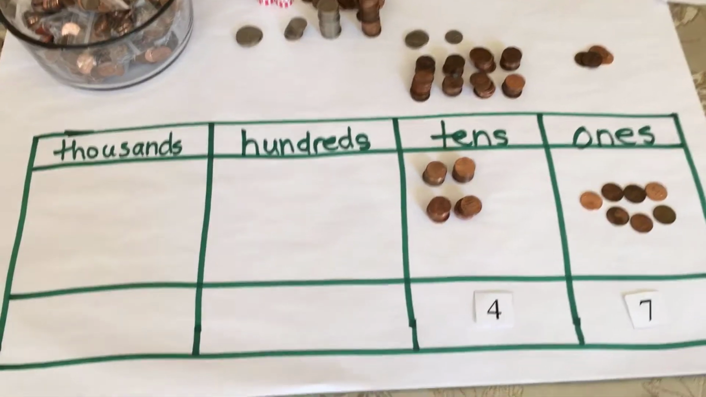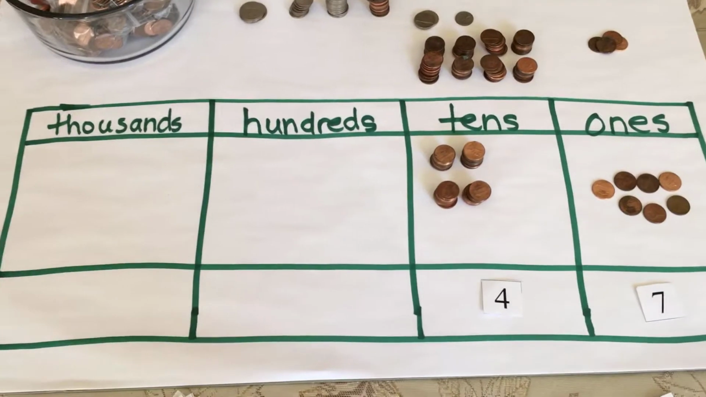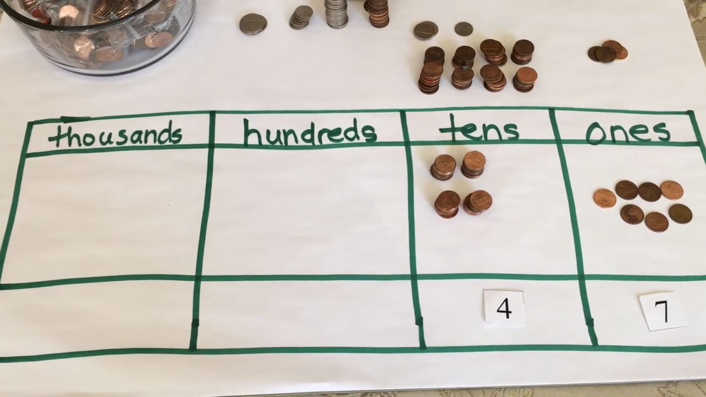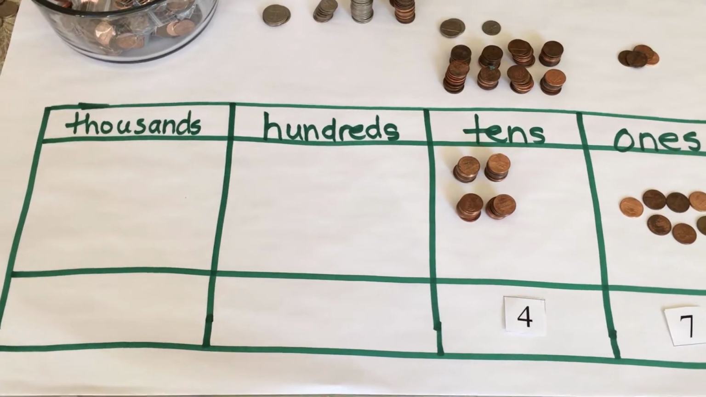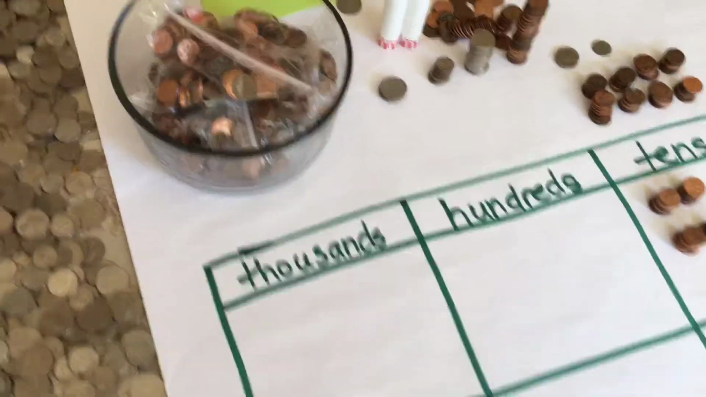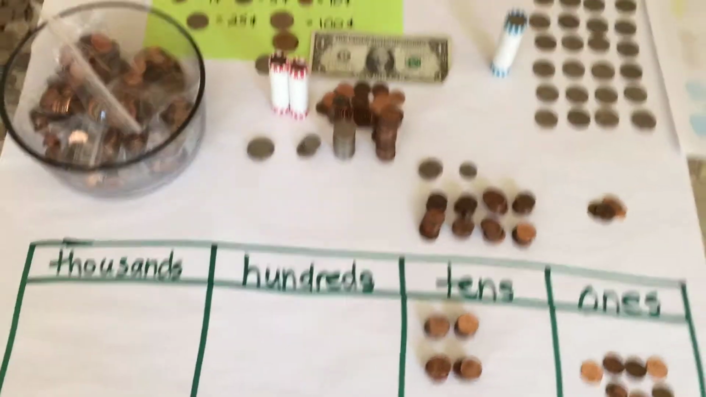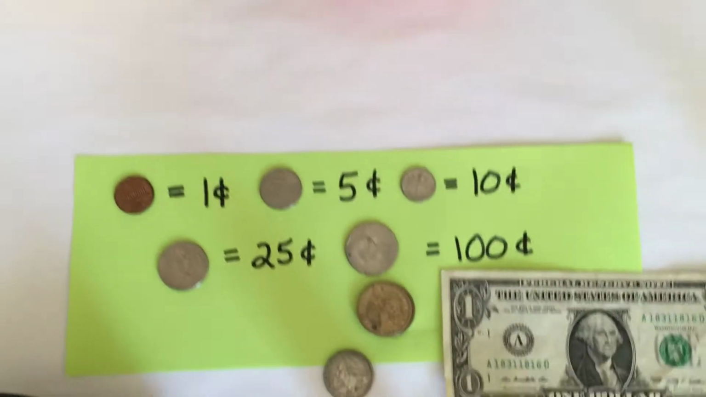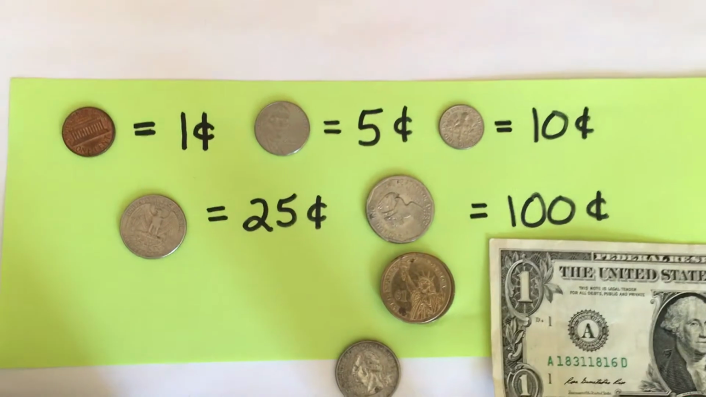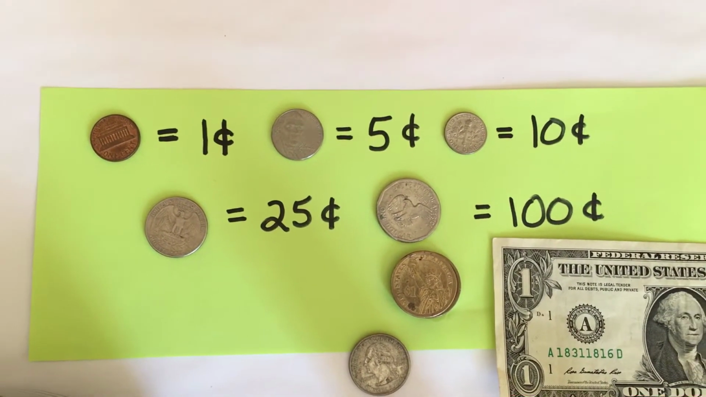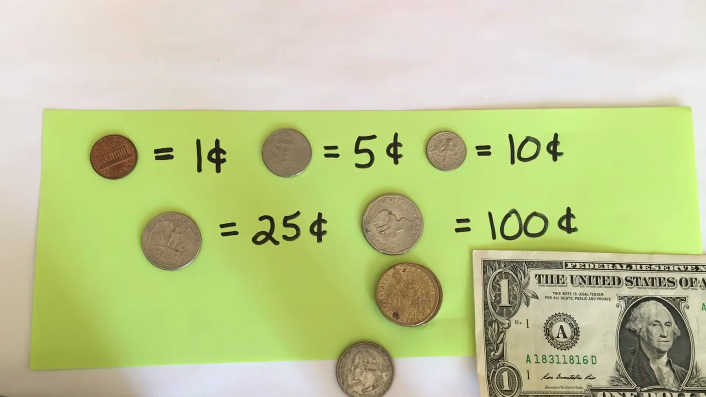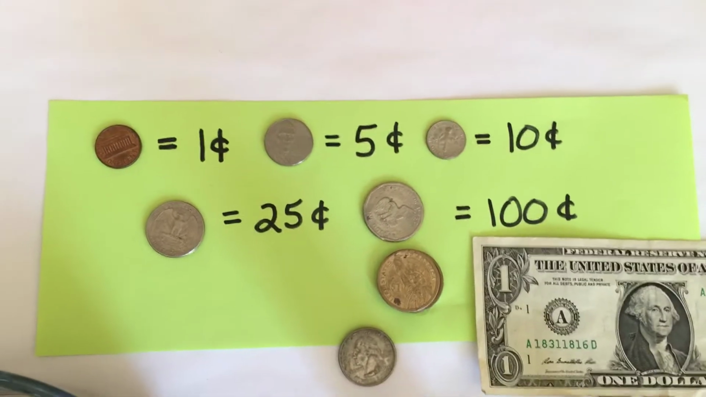Today we're going to look at using money to learn about ones, tens, hundreds, and thousands, and vice versa. A great thing you can do is get out some money and have the kids start sorting it. As they're sorting it, you want to point out the value of each of the coins. And as you have that value, you can have them do some trades.